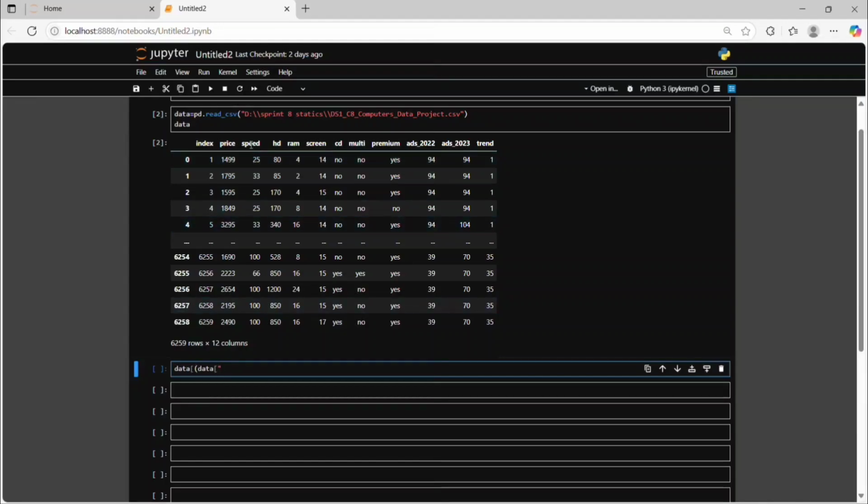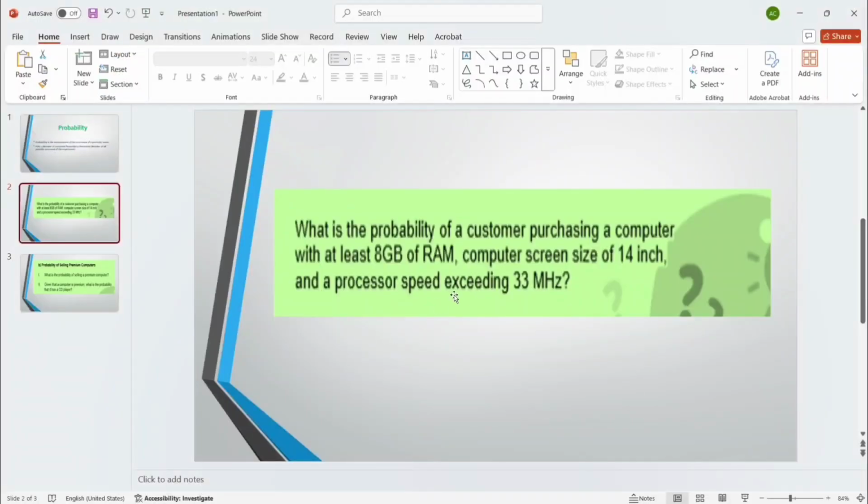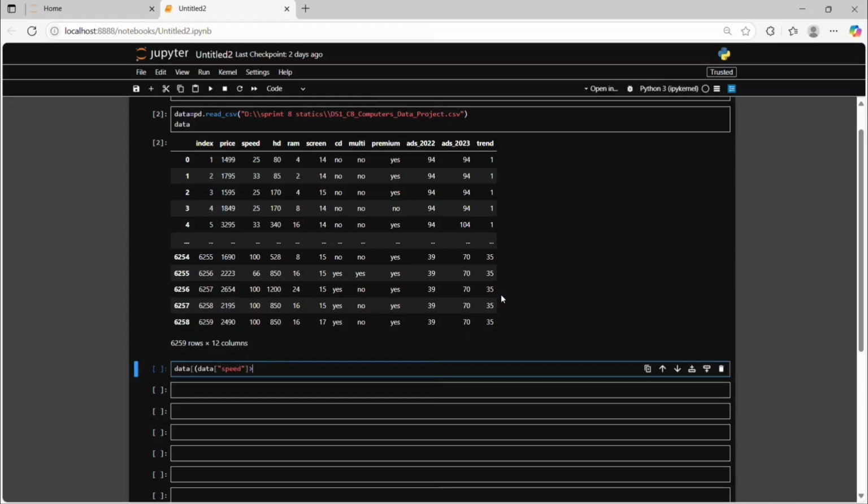So our first column is speed. As you can see here, the computer speed is exceeding 33, meaning more than 33. So we need processor speed more than 33. So it's our first condition.